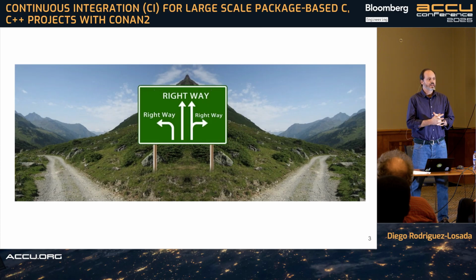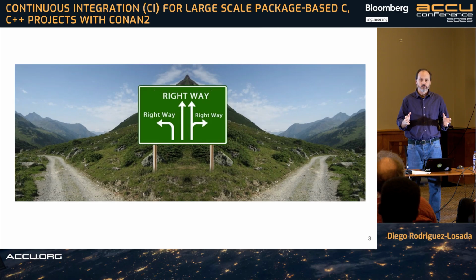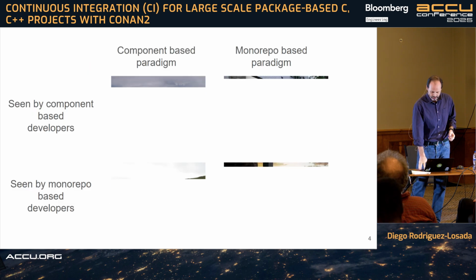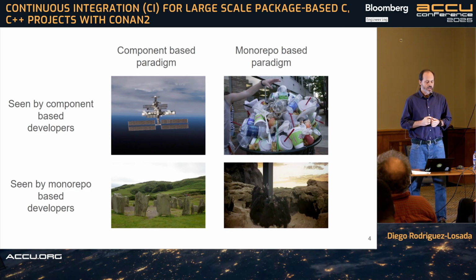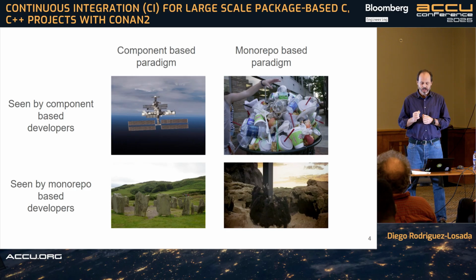Okay, so when we come to an organization or to a C++ project, we have to make a decision. The first decision that we have to make is the development paradigm that we want to use at that organization. I'm talking about relatively large-scale C++ projects. We have to decide between a component-based paradigm and a mono-repo-based paradigm.